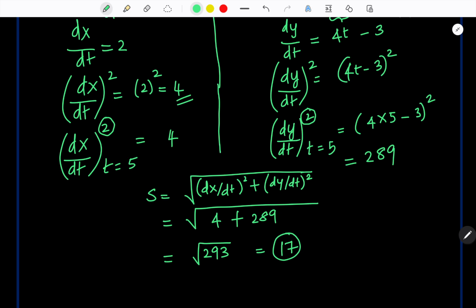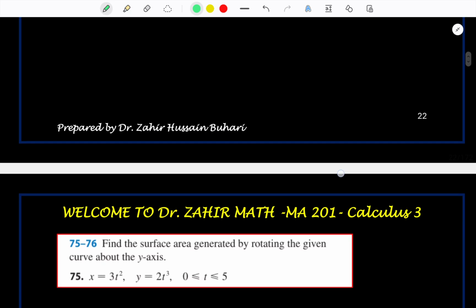Okay, right. Let's go to the next question. 293, sorry, 293. I'm sorry, I put in 283. Square root of 293 is not 17, it is 17.11. Okay, right. I'm sorry, I put in 289 in the calculator. Right. So let's go to the next question.